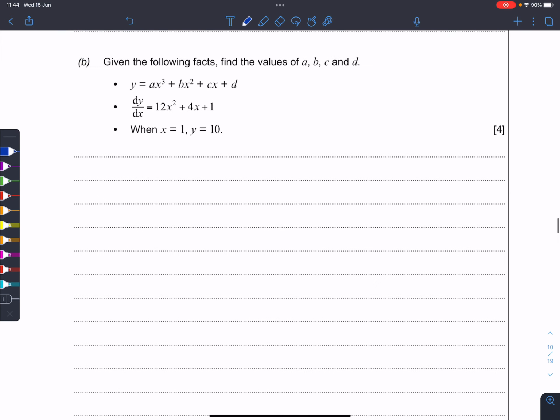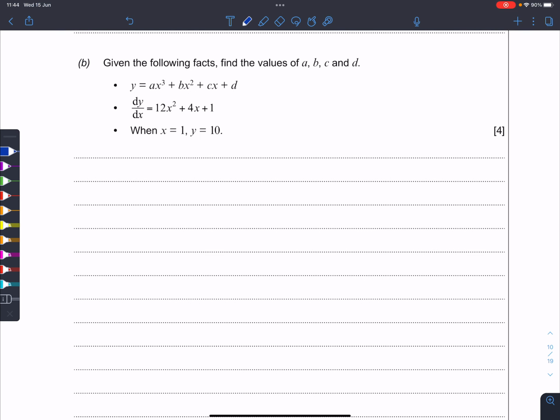Okay, part B is a problem style question. Given the following facts, find the values of a, b, c, and d. So we've got 4 things to find. I know y is some number of x cubed plus some number of x squared plus some number of x plus a constant. I also know that the gradient dy by dx is 12x squared plus 4x plus 1. And that's my final piece of information, that when x is 1, y is 10.